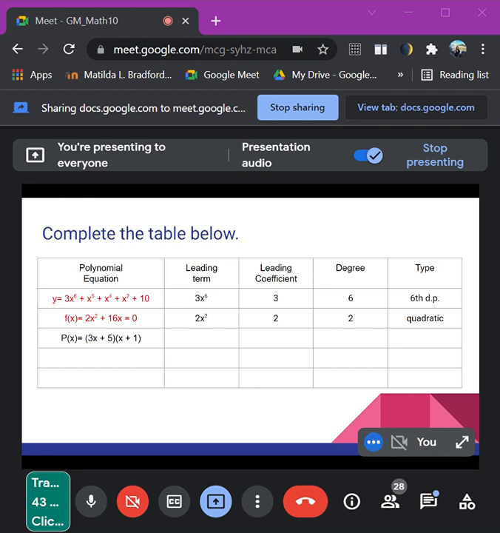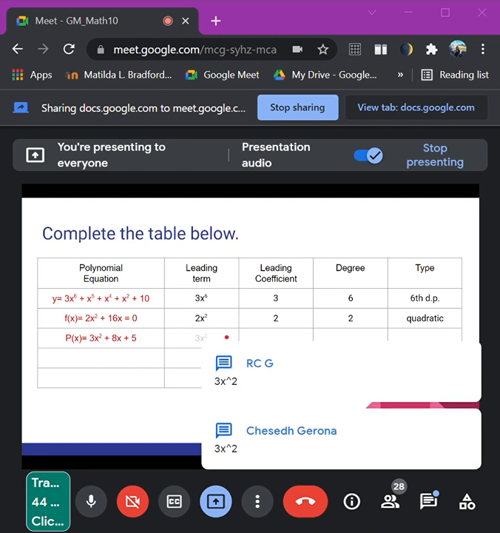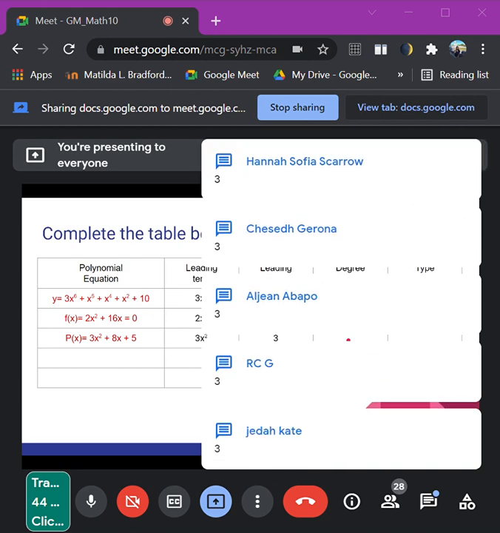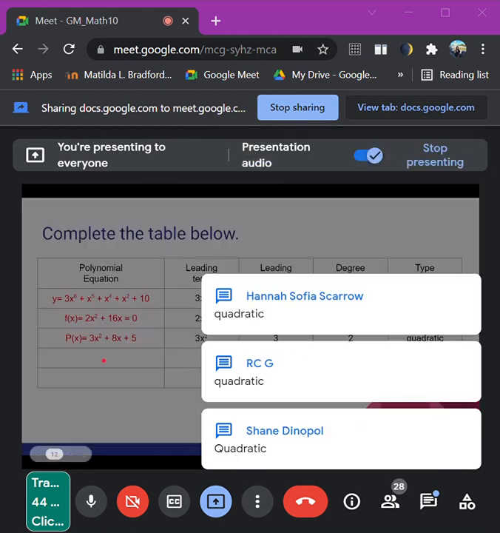Very good. Now, for our next example, P of x is equal to quantity 3x plus 5, quantity x plus 1. So if you're familiar with this, it is the example from earlier. So we change it again into standard form. We have here P of x is equal to 3x squared plus 8x plus 5. What is the leading term, class? 3x squared. Leading coefficient, 3. Degree, that is 2. Type, quadratic again. Very good.